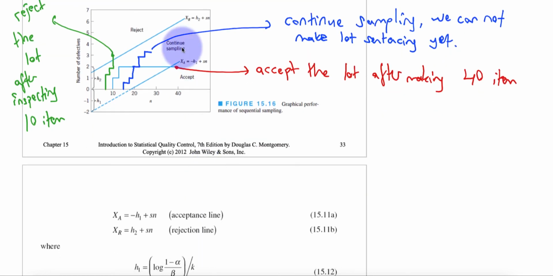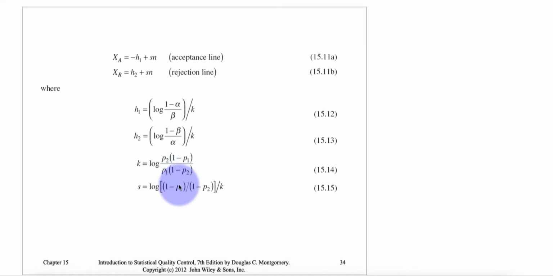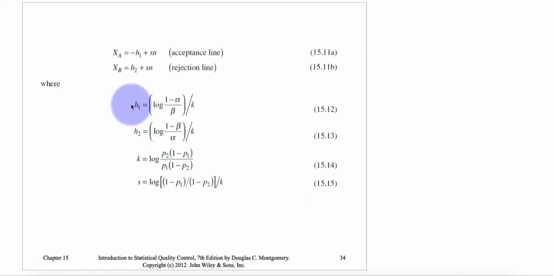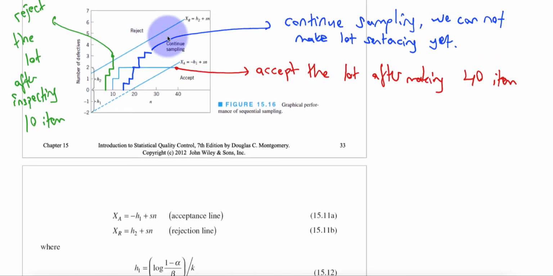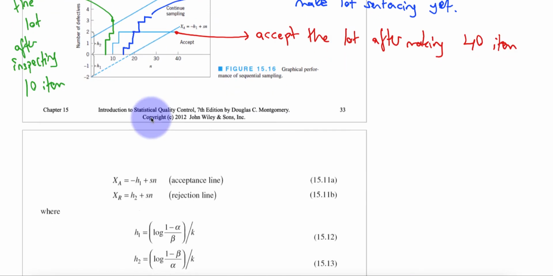And what are these H's and S, etc.? You can calculate the H1 value with this logarithmic function and the H2 value with this one. There is also a K value, which can be found by that formulation, and the S value can be calculated by that formulation. At the end of these formulations, you can construct the acceptance line and rejection line like this. Then you can start the sampling sequentially.